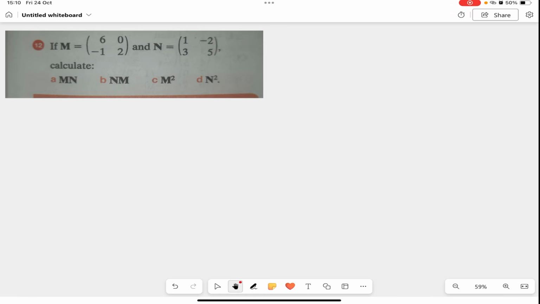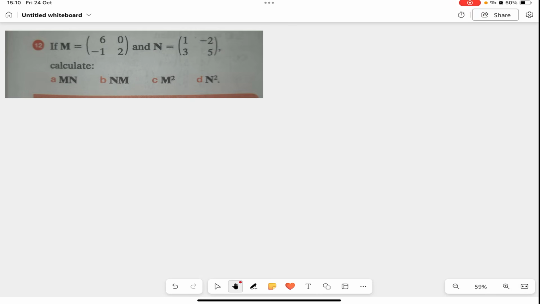For matrix multiplication, all the operations are basically multiplications, and for M squared and N squared, it's just M times M and N times N. Now, one thing you must know about matrix multiplication is that we do it row to column. So we do row 1 to column 1, row 1 to column 2, row 2 to column 1, and row 2 to column 2. So just row to column.